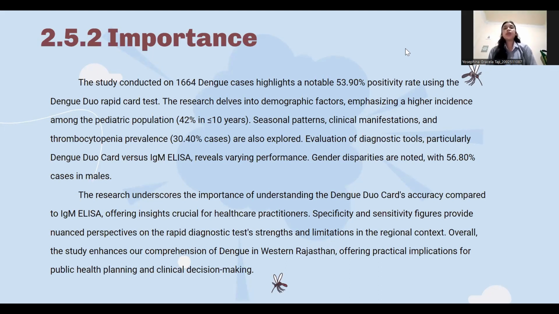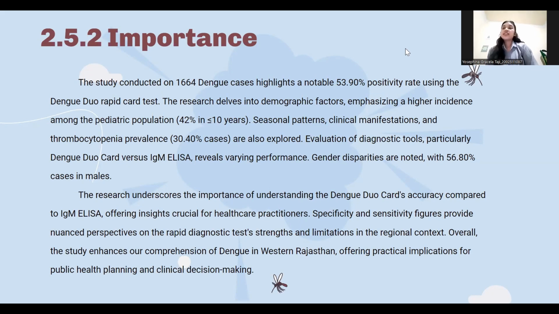I will explain about the point 2.5.3, importance. The study conducted on 664 dengue cases highlights a notable 53.90% positivity rate using the dengue rapid card test. The research delves into demographic factors, emphasizing a higher incidence among the pediatric population. It's 42% in 0 to 10 years.